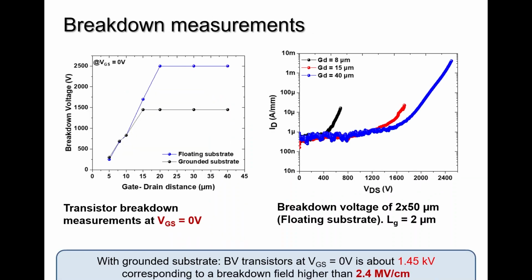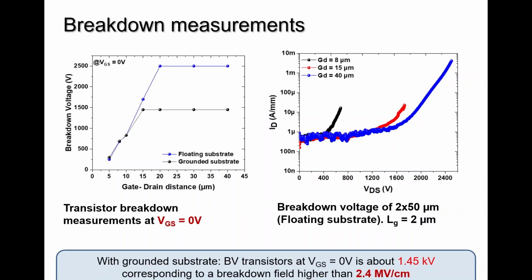You can see the floating and grounded substrate breakdown here. So the floating is well above 2 kilovolts. The grounded, which is of interest for applications, is about 1300 or 1400, something like that. You can see the leakage here, which is reasonable. And this is measured at 0 volts. So very important, it's a true normally off.